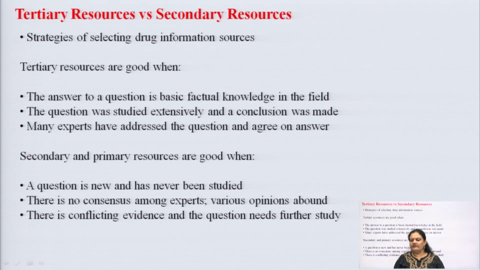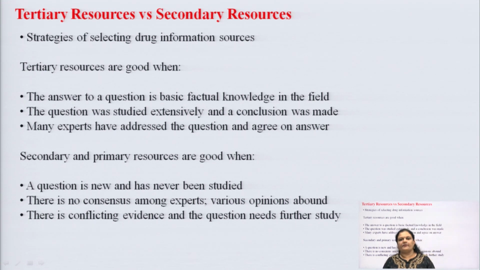Now, when we compare the tertiary and secondary resources, the strategies of selecting drug information, both are good in different situations. Tertiary resources are good when the answer we need is basic knowledge in that particular field, and the question has been studied extensively. This means a question asked by the patient, their family members, society or directly from the physician, where a conclusion has to be made. So we go with basic textbook knowledge. Many experts have addressed the question and agree on their answers.